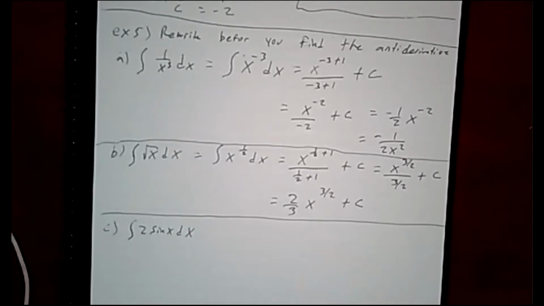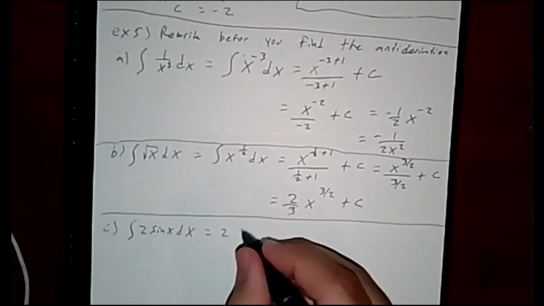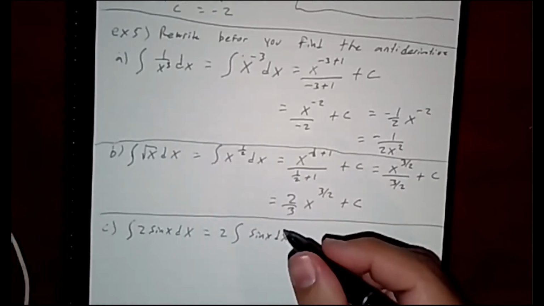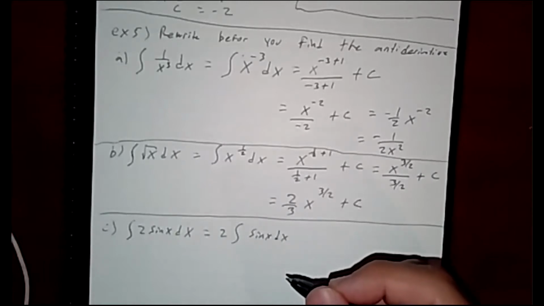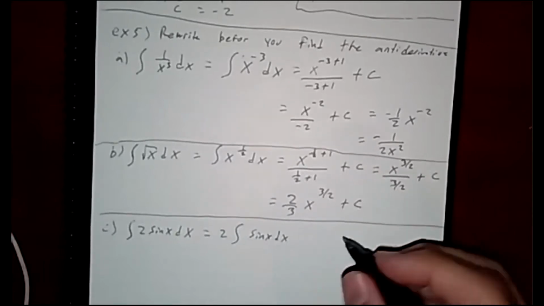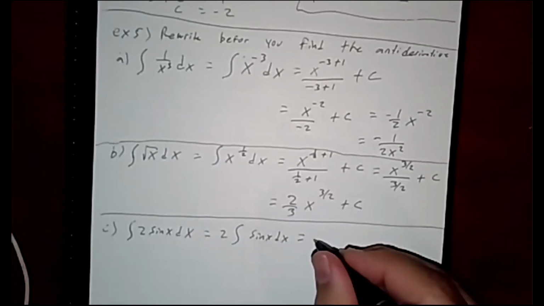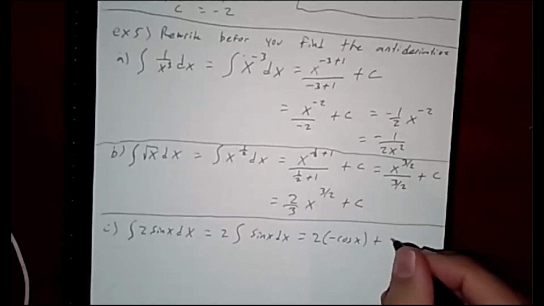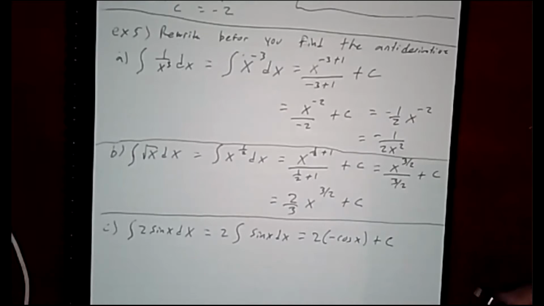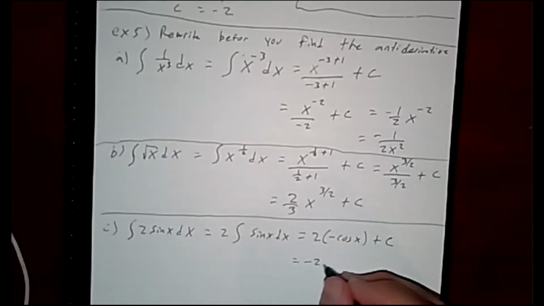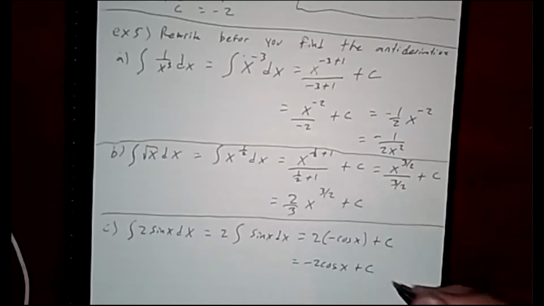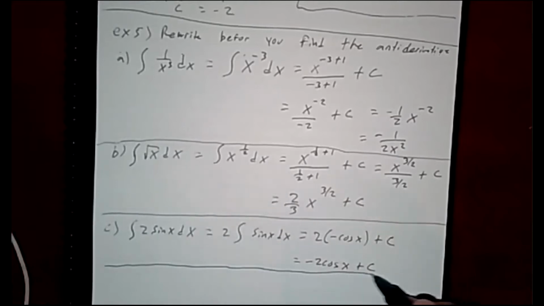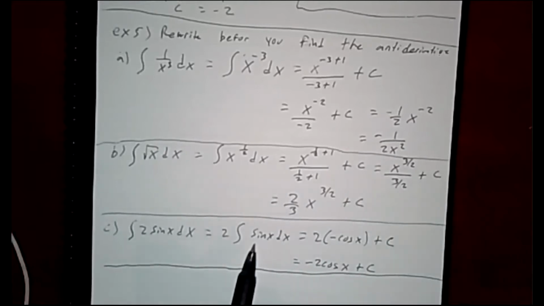Okay, 2 sin x dx. Pull out 2, and then use the formula I gave you. What is the antiderivative of sin x? Cos x. Is it positive or negative? Negative. This would be 2 times negative cosine x plus c. So this is negative 2 cosine x plus c. This one wasn't a big rewrite, but I had to factor out the 2 so you can apply the formula to this guy.